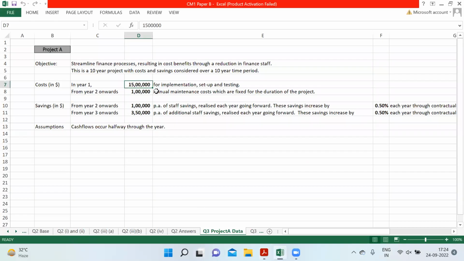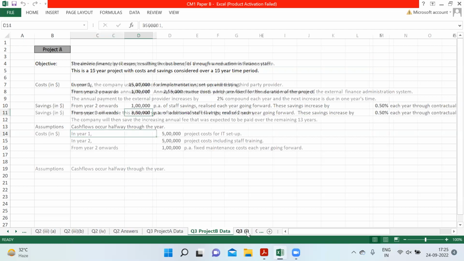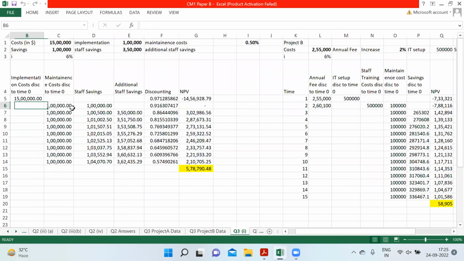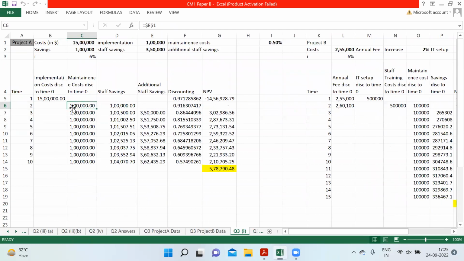In year 1, it is 1,500,000 for implementation, setup and testing. And from year 2 onwards, there is 100,000 in maintenance, and savings from year 2 onwards, and from 3 onwards increasing by 0.5%. So you can just read the conditions and put the values. So 1,500,000 and then 100,000 each year. Staff savings are increasing by 0.5% each year. Again, additional staff savings are also increasing by 0.5% each year.